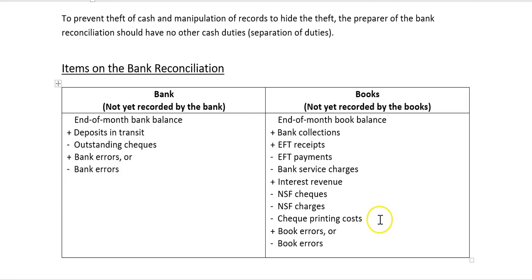We have check printing costs, and then we might have book errors, plus or minus, which would need to be corrected.